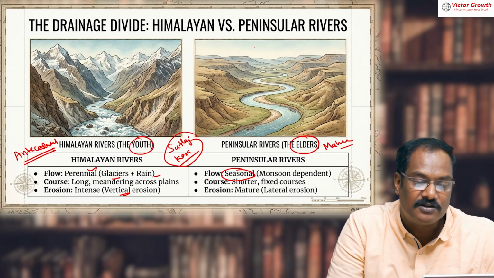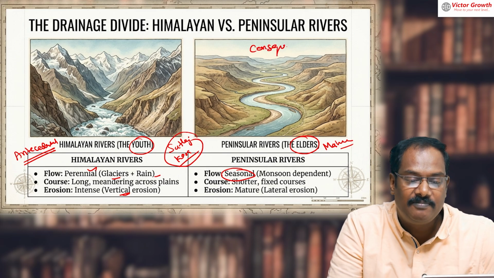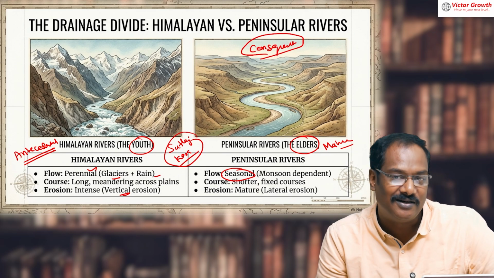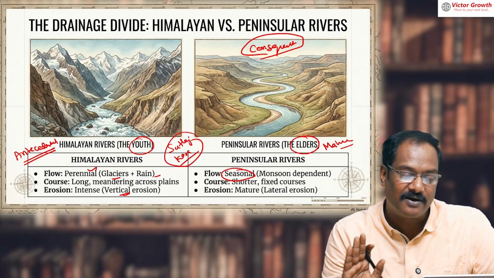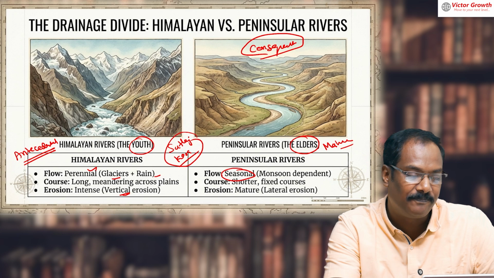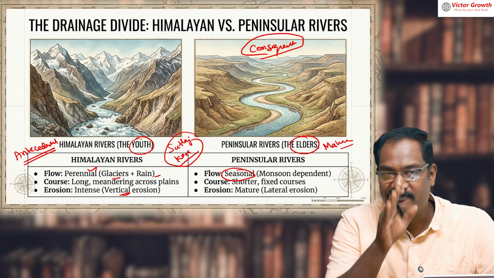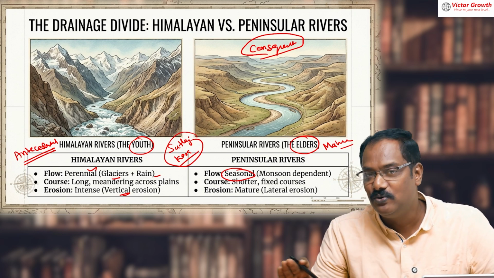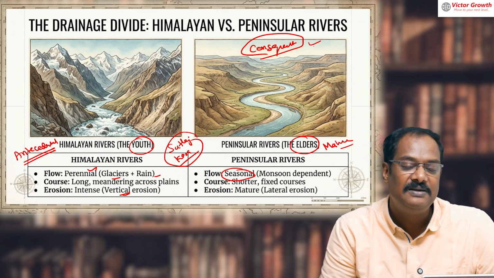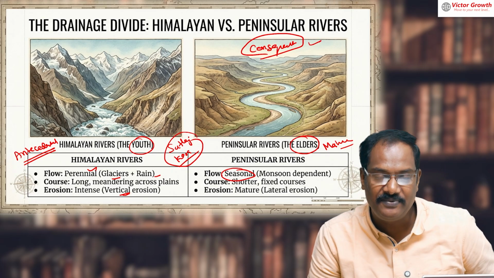Whereas Peninsular rivers are consequent rivers. Consequent means they're very good, obedient rivers. They simply follow the topography. They'll not change or alter this. For example, starting from the Western Ghats, it slowly goes into the Bay of Bengal. There are no changes happening. So Peninsular rivers are seasonal and at the same time they are consequent also.